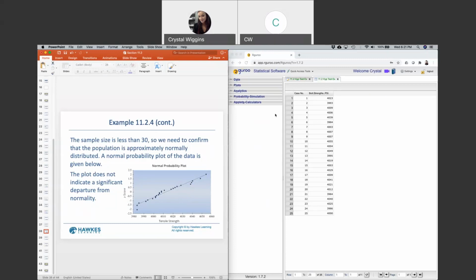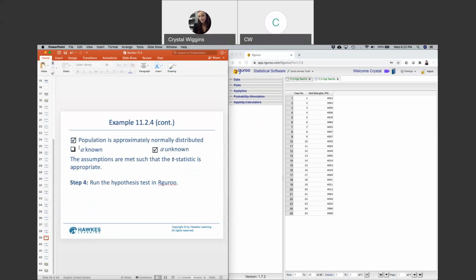And I'll show you in our Guru that our Guru produces the same graph. But again, it's not necessary at this level for us to really understand the depth of that. We're just looking for the linearity of this normality plot. Okay, the population is approximately normally distributed according to that graph. Our sigma is unknown. Well, that's a typo. That's not supposed to be an alpha. That's supposed to be a sigma.